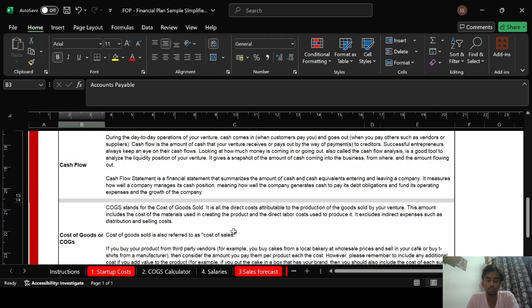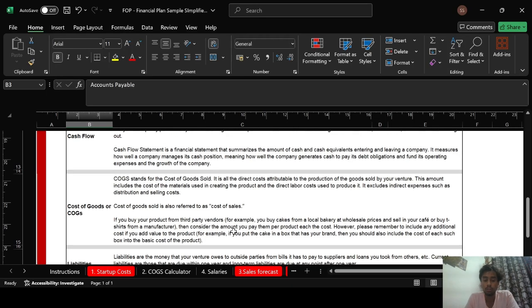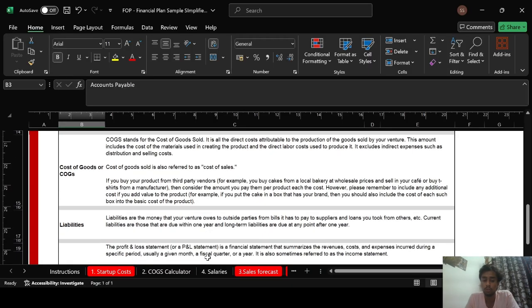So next is the cost of goods, or COGS. COGS stands for cost of goods sold. It is all the direct costs attributable to the production of the goods sold by your venture. This amount includes the cost of raw materials used in creating the product and the direct labor costs used to produce it. It excludes indirect expenses such as distribution and selling costs. Cost of goods sold is also referred to as cost of sales.